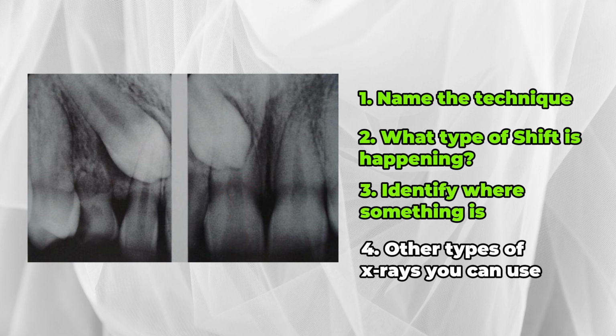Other types of x-rays we could have used, a panoramic and a PA. We could have used an upper anterior occlusal. There's lots of different options there. As long as you've shifted it in a different way, you can use any 2 x-rays.